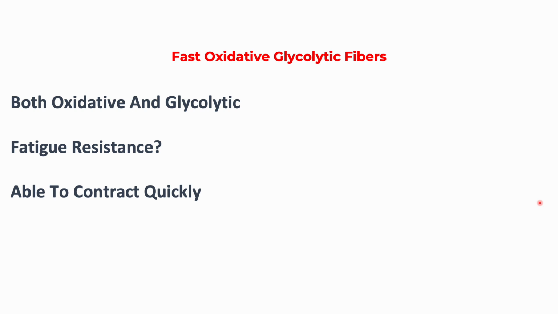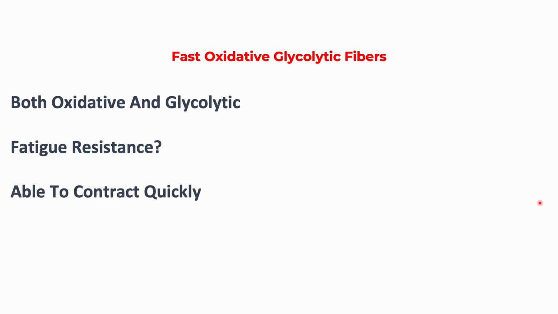remember, the fast glycolytic fibers rely almost exclusively on glycolysis for energy production. So they have fewer mitochondria and myoglobin, which makes them better suited for short bursts of intense activity. But also, again, it makes them more prone to fatigue.